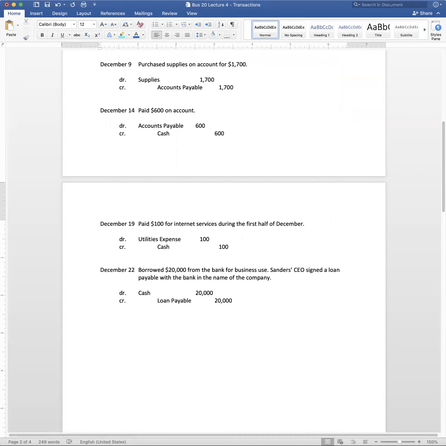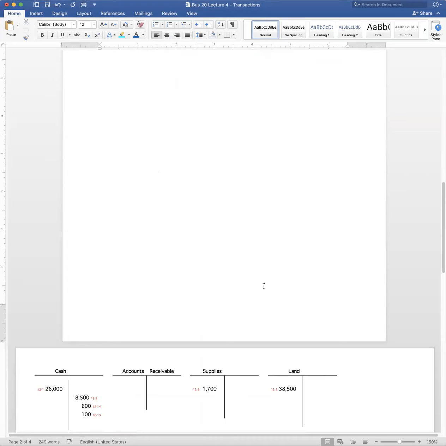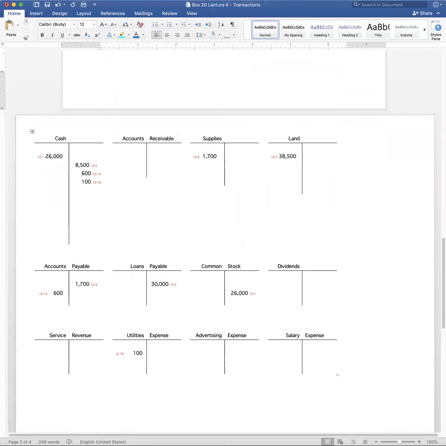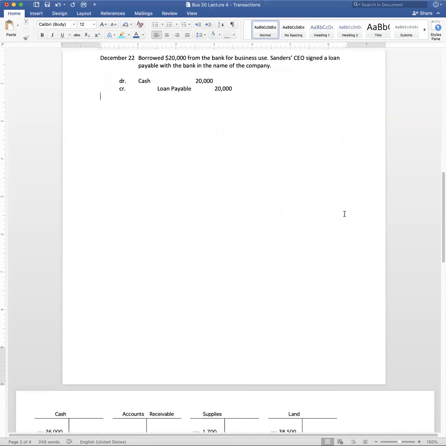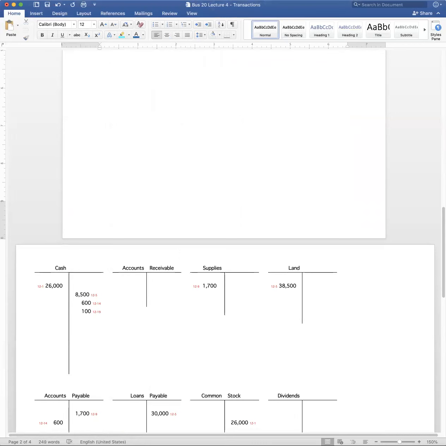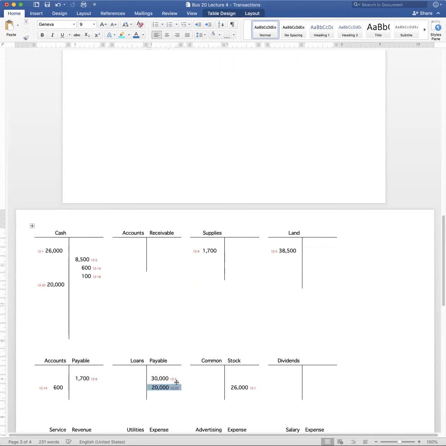We're going to take that and we're going to put it in the T accounts. All righty. Okay, so we're going to have a debit to cash and then a credit to loan payable.